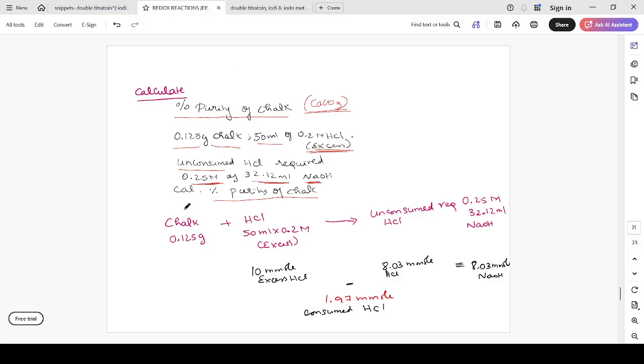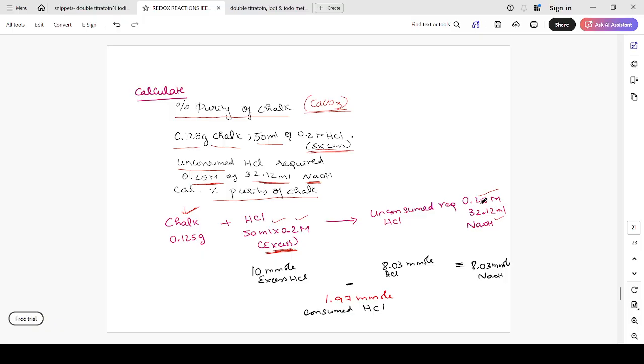So I am having chalk powder, 0.125 gram. This is reacting with excess, which means it is not the exact ratio that it wanted. I am taking it in excess, wantedly I am doing it: 50 ml and 0.2 molar. The unconsumed HCl was requiring 32.12 ml of 0.25 molar sodium hydroxide. It has to calculate the percentage purity of the chalk here.